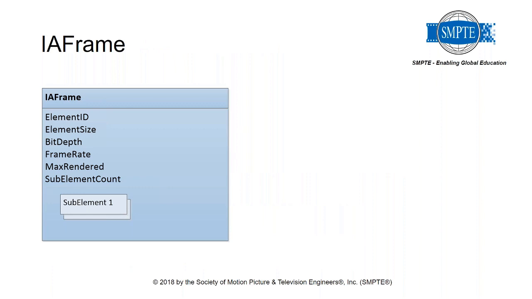So now let's look at the highest level bitstream element, which is an immersive audio frame. So you can see it has an element ID, element size, and additional parameters such as bit depth, frame rate, max rendered, which I'll discuss more in detail later, and a sub-element count. And that's the thing I wanted to focus on here, is that the immersive audio frame contains all those other elements that you saw me mention a minute ago. And the sub-element count is what determines how many sub-elements there are and allows the parser to find all of them.